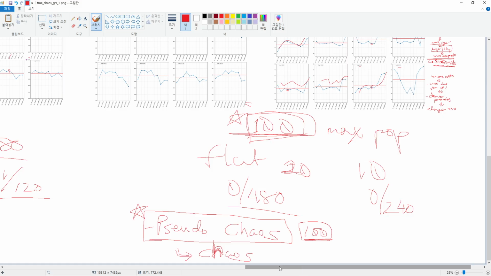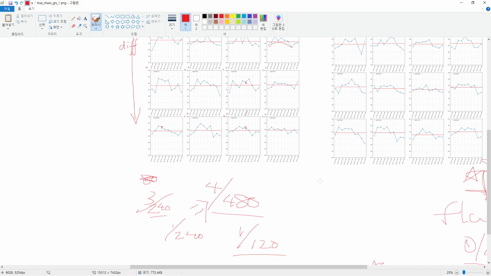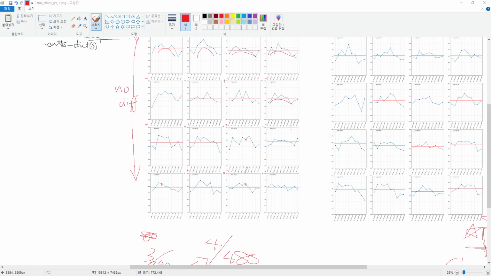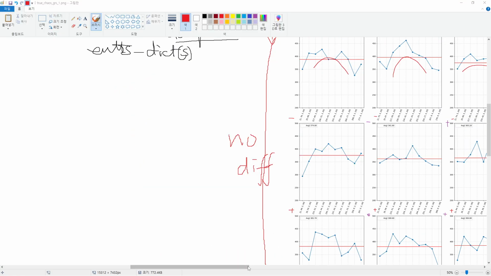Before I finish, let's have a look at the entity distributions when the true ceilings were achieved. I think that's a good place to end.